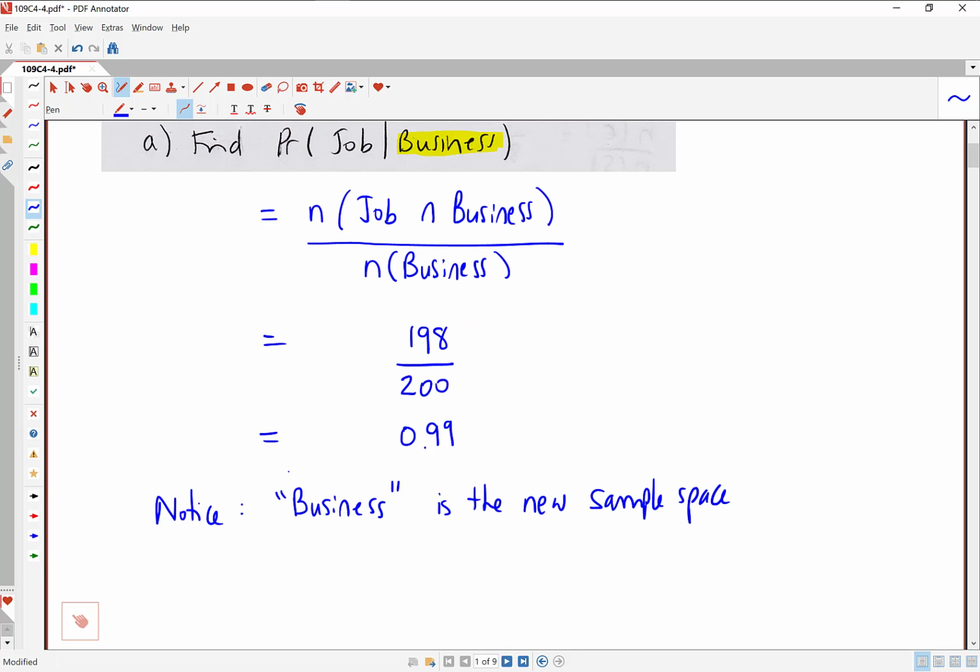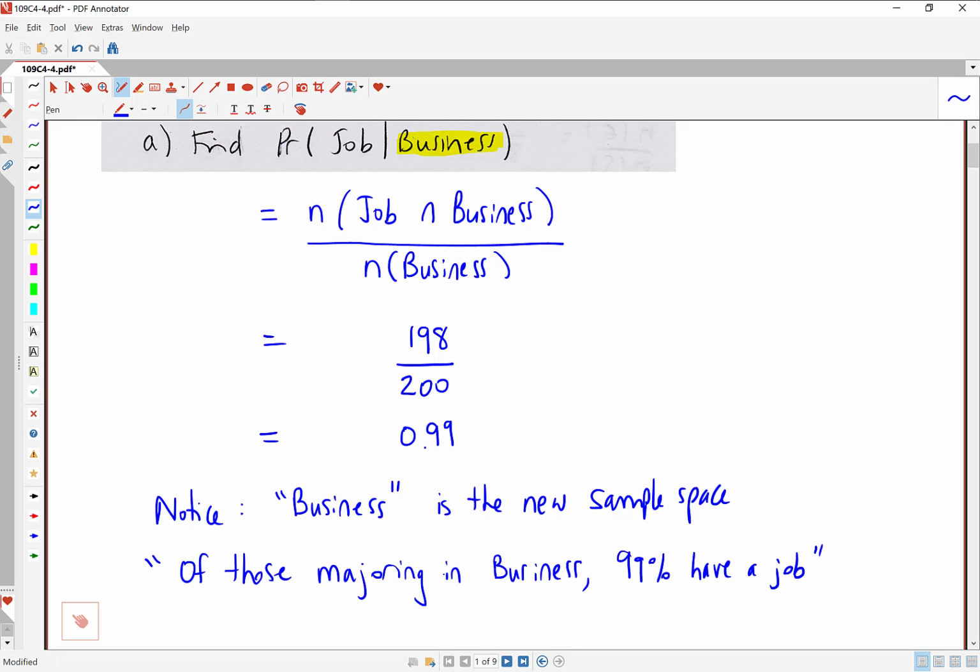Second comment is I just wanted to talk about how this probability is often reported in real life. So usually when we're talking about conditional probabilities, we'll say something like, of those who majored in business, of those majoring in business, 99% have a job. So when you say it this way, this is your given information. You're just looking only at those majoring in business, or you could say that's like your new sample space. And whatever your given information is, it's always written at the back when you're writing your conditional probability in the proper notation.